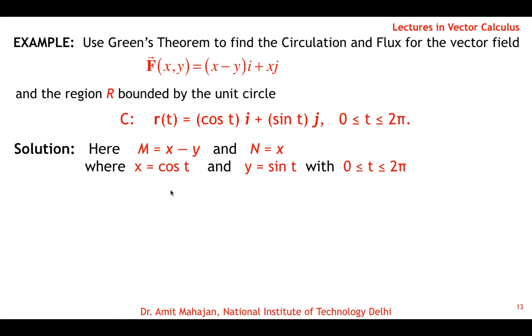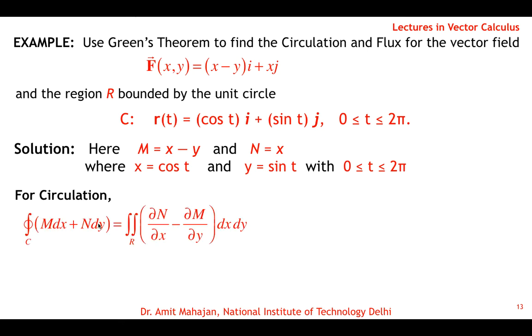For circulation, the integral of M dx plus N dy is equal to the double integral of the circulation density, which is N derivative x minus M derivative y. N and M are known, so N derivative x is 1, M derivative with y is minus 1, so it will add because there is another negative sign, and it becomes 2 dx dy. The 2 goes outside, and the double integral of dx dy is the area. We are talking about the unit circle, which has area pi, so this immediately gives that the circulation about this curve is 2 pi.